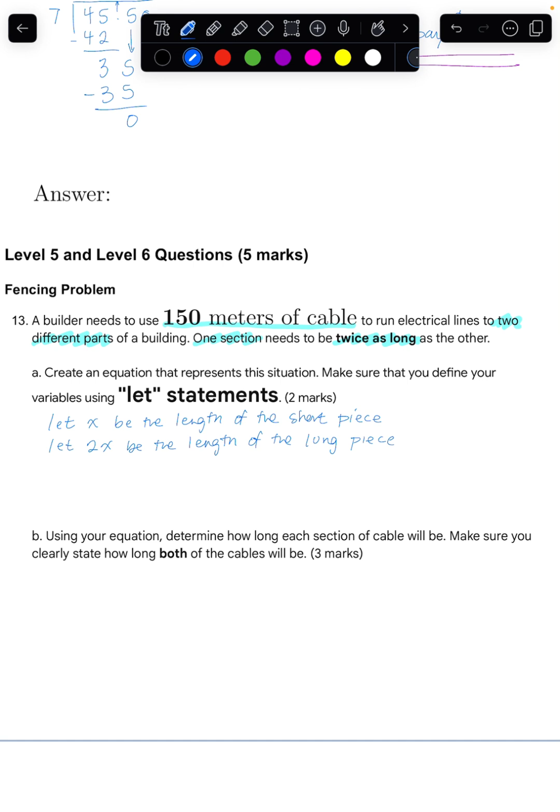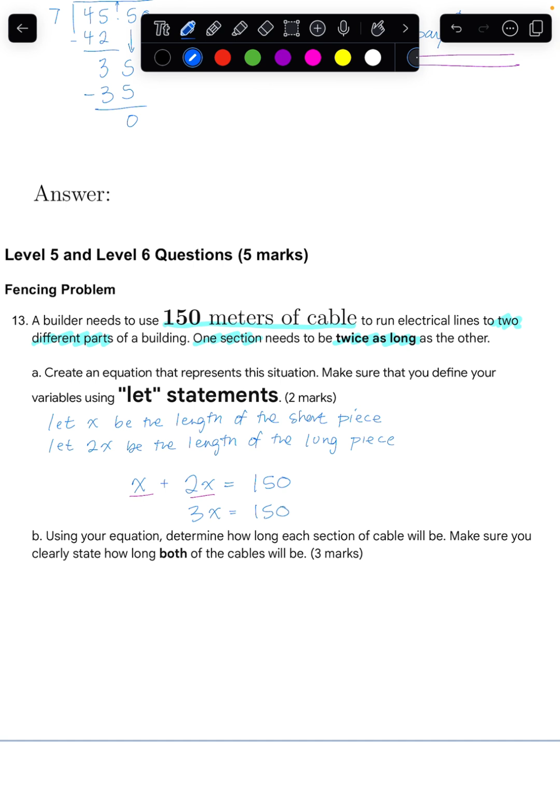Okay, now we have to create an equation. So we have 150 meters of cable, which has been broken into the two pieces, the short piece and the long piece. So we could say the short piece, x, plus the long piece, 2x, is equal to 150, or 150 meters. Well, we have like terms x and 2x. They're the same variable with the same exponent. We have 1x plus 2x gives us 3x is equal to 150.